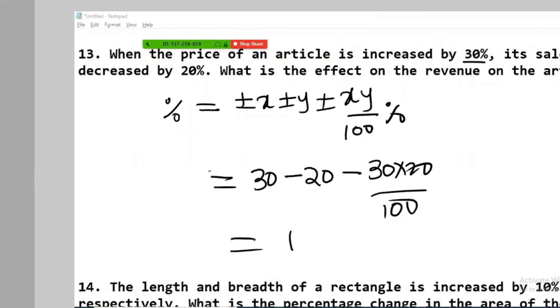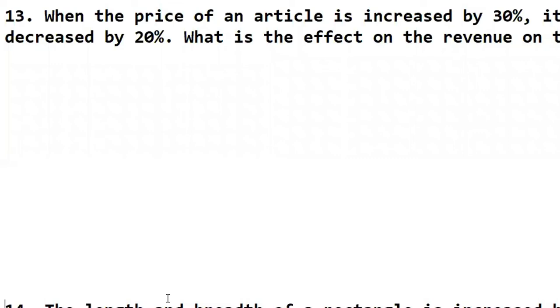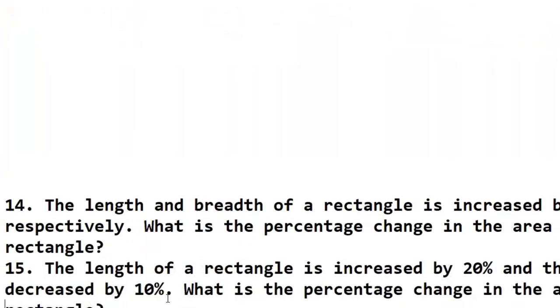So here, 10 minus, the zeros cancel, 3 twos are 6. 10 minus 6 is going to be what, guys? 4%. So the effective revenue on the article is 4%. Okay, let's go to the next question.